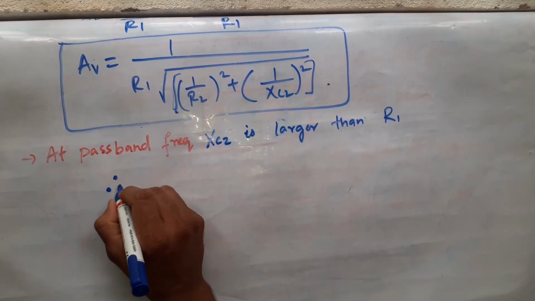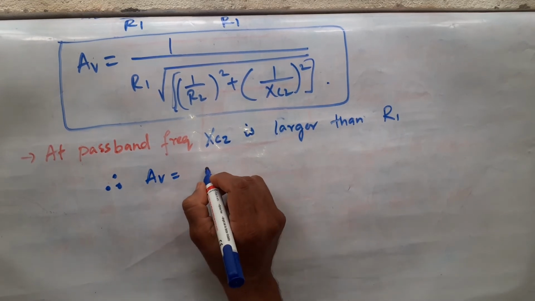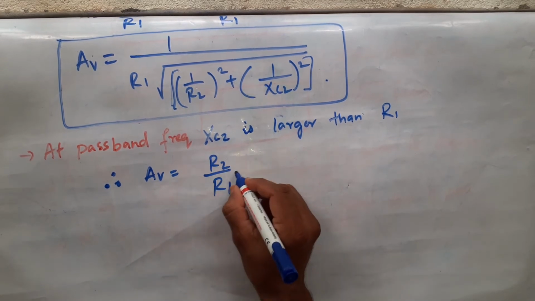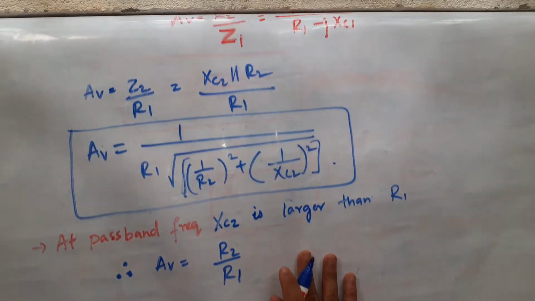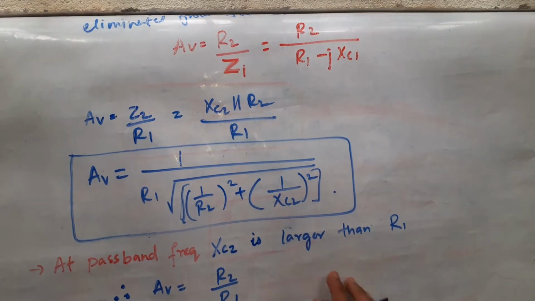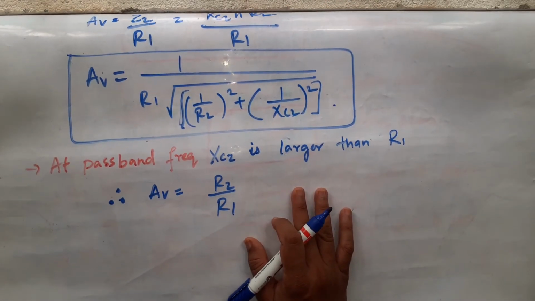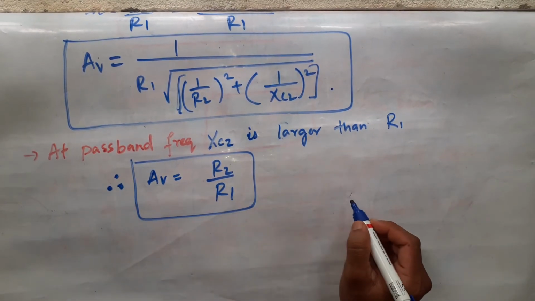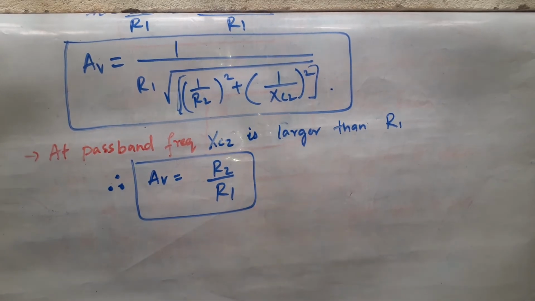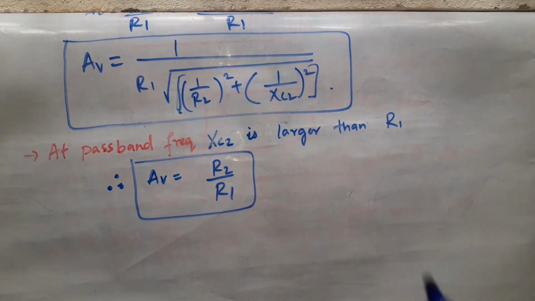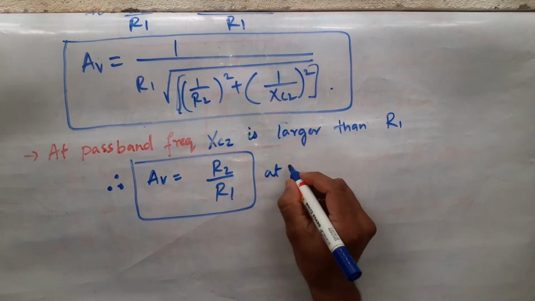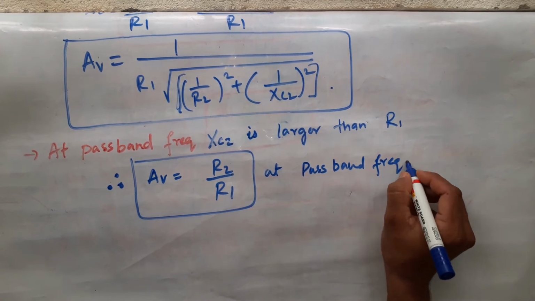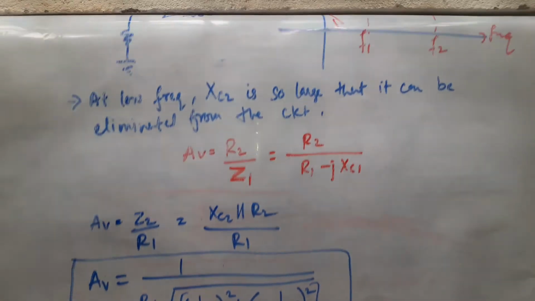Hence I can write, finally my gain becomes equal to R2 by R1. Why R2 by R1? Why have I taken only R2? Because XC2 I have neglected, because XC2 is very large compared to R1. So finally I will get this. What is AV? R2 by R1. Now this is how your inverting amplifier looks: feedback resistance by input resistance. So this is at pass band frequency for this portion.